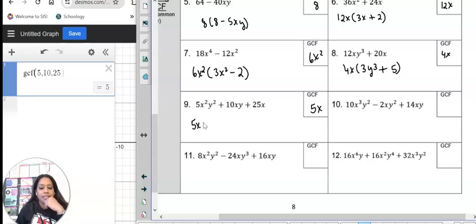So you have 5x, parentheses, so 5 divided by 5 is 1, so I don't have to write anything. X squared divided by x is just 1x, and then y squared has to stay. Plus 2, and the x's get cancelled out, you just have y. And then 25 divided by 5 is 5, and the x's get cancelled out, so that's just 5. Okay?